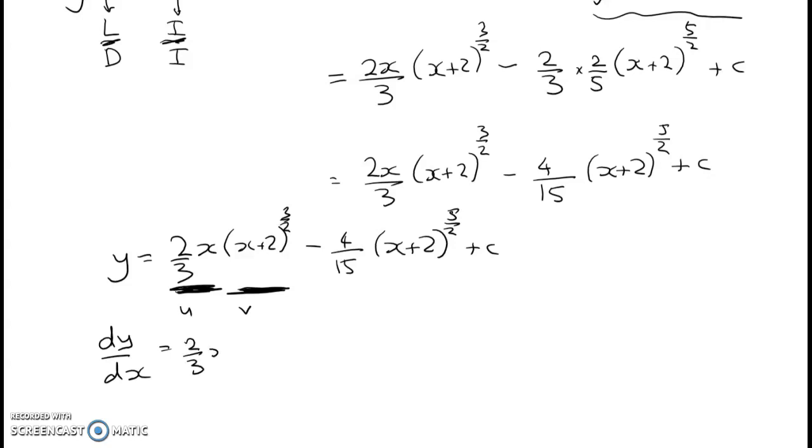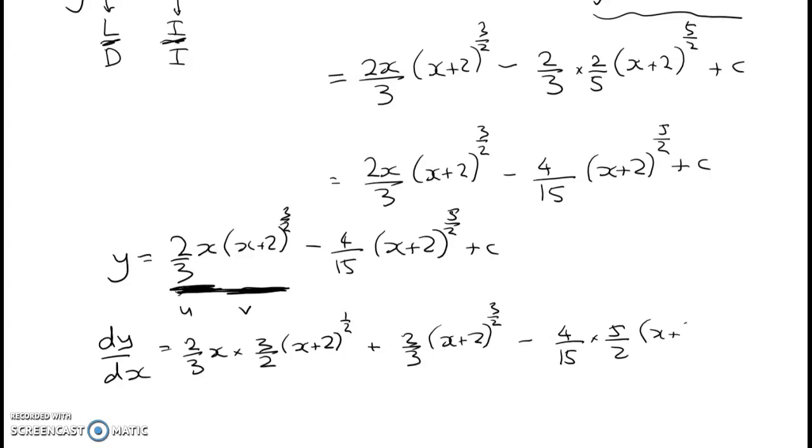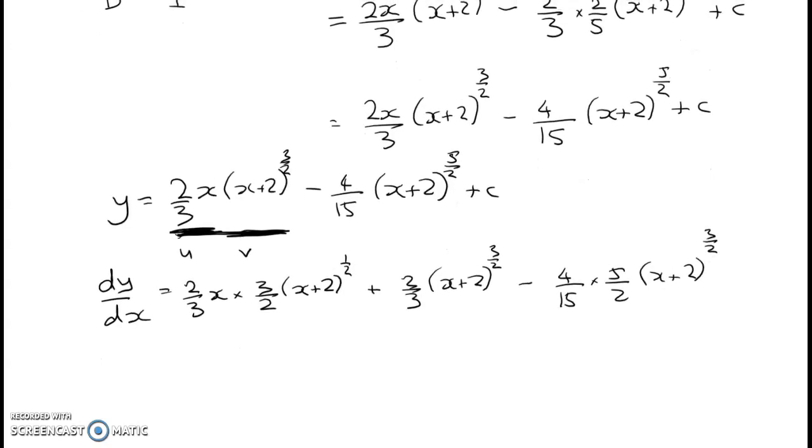So it's going to be 2/3 of x times 3/2 times x plus 2 to the 1/2 plus 2/3 times x plus 2 to the 3/2. That's that bit done. Take away 4/15 times 5/2 times x plus 2 to the 3/2, and the plus c differentiates to 0. Now I'm going to clean up a whole lot of constants. So the 3 simplify, the 2 simplify there. Nothing to do in here. And then in here, 4/2 is 2, and 5/15 is 3.